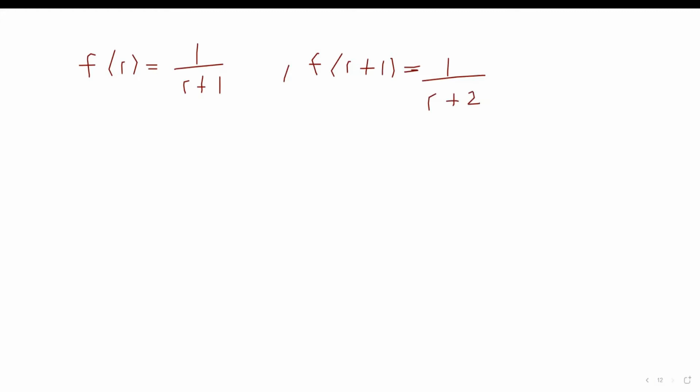So that means for f of r minus f of r plus 1, we're just doing the subtraction of these two. That's it. It's just going to be 1/(r plus 1) minus 1/(r plus 2). Now to do this subtraction, it works out to be one little fraction. We multiply their denominators to get the LCM, r plus 1 times r plus 2.